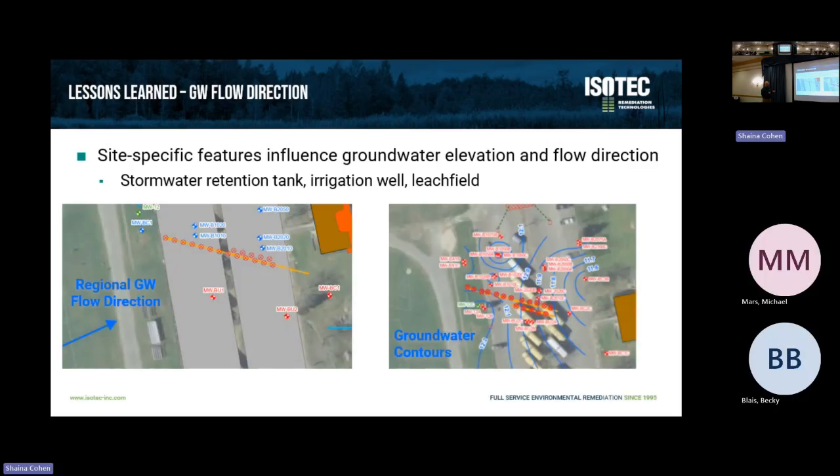When you put all those features on, we can start to see a more western component here, some northern component here, and some funny shape around the stormwater retention basin. But generally, regional groundwater flow was still that way, and ultimately we extended our PRB to have a little bit more of an L shape to capture the nitrate coming this way and the nitrate coming in from the leach field as well.